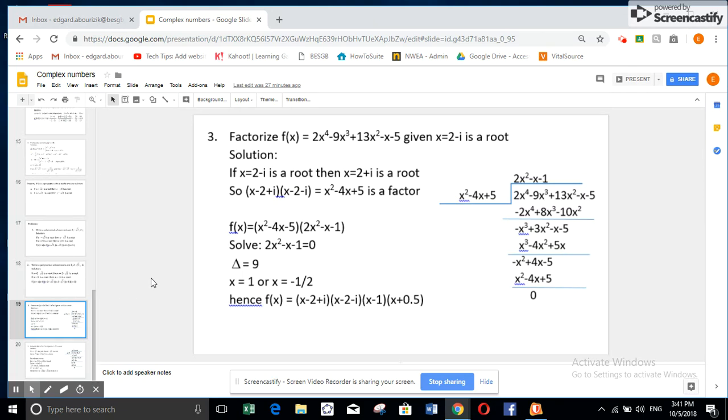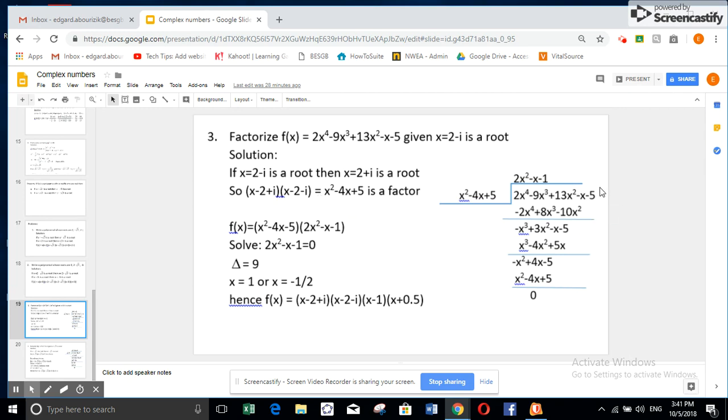So we know from before, if x equal to minus i is a root, then its conjugate should be a root. So we take this product, (x - 2 + i)(x - 2 - i). We multiply it together. So x squared minus 2x minus ix minus 2x plus 4 plus 2i plus ix minus 2i minus i squared, which is plus 1. You're going to get at the end this one. Now, this is a factor.